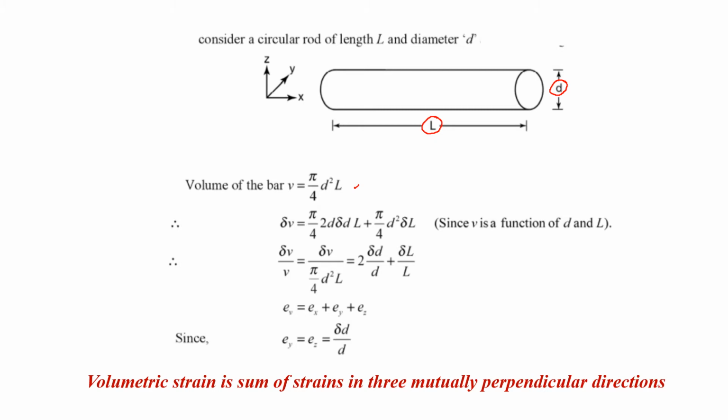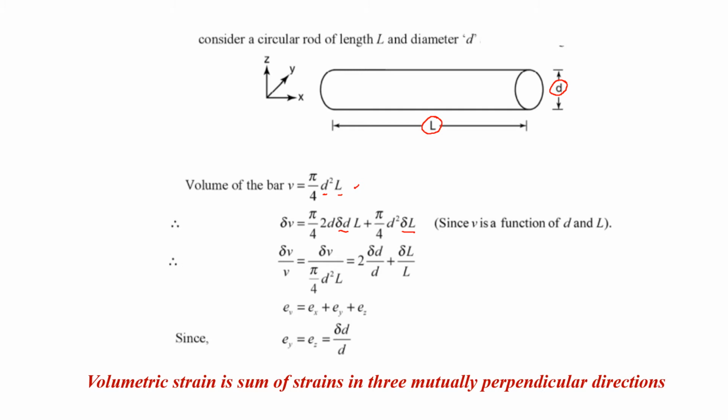Here the volume is a function of diameter as well as length. So the change in volume includes the change in diameter, delta D, and the change in length, delta L. So we can differentiate with respect to D as well as L. The first term is pi by 4 differentiated with respect to D, pi by 4 into 2D delta D into L, plus the second term, differentiating with respect to L, pi by 4 D squared into delta L.